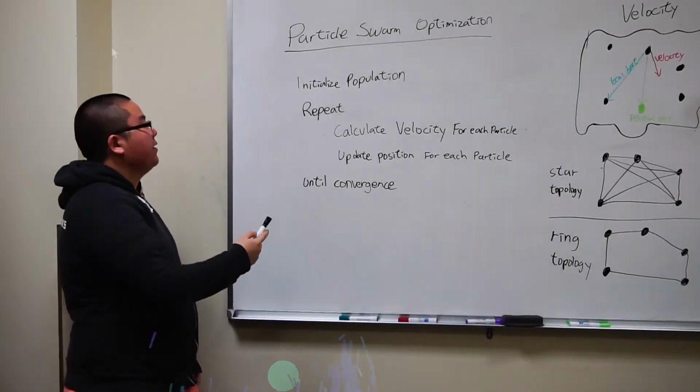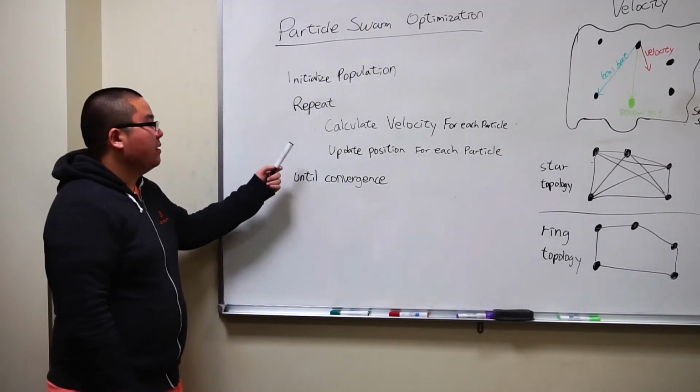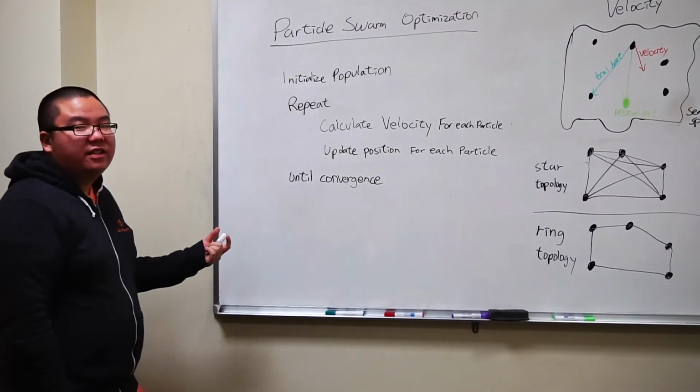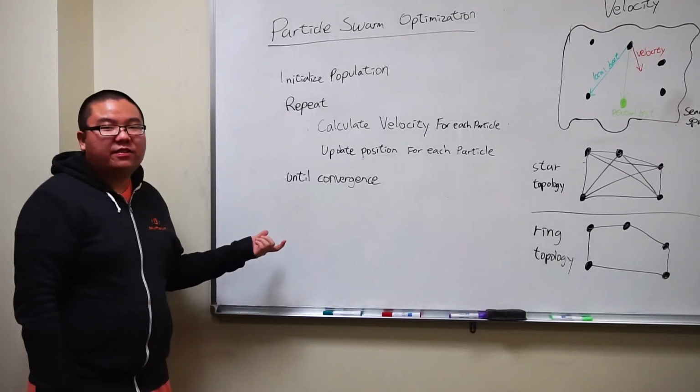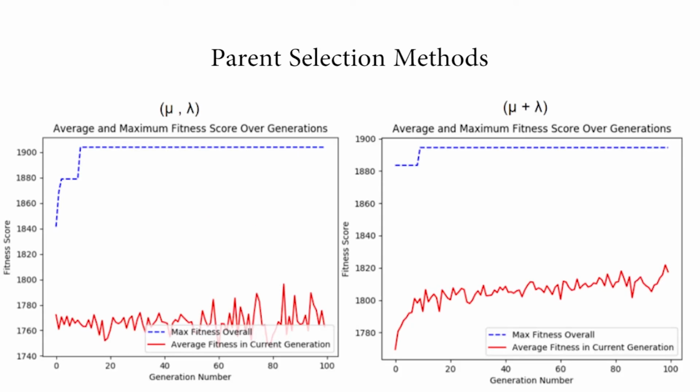This particle swarm optimization continues to do these two steps: calculate the velocity and update the position based on the velocity until some convergence is met. Here are some graphs to show the result of previous two algorithms. You can see the convergence of those two algorithms.